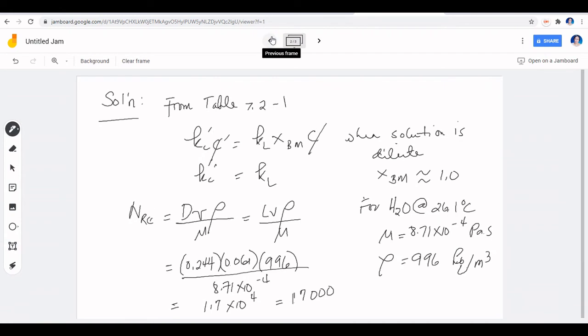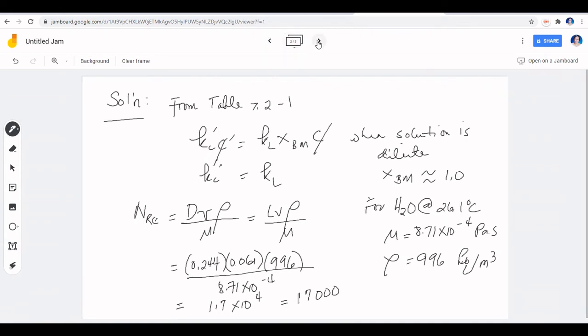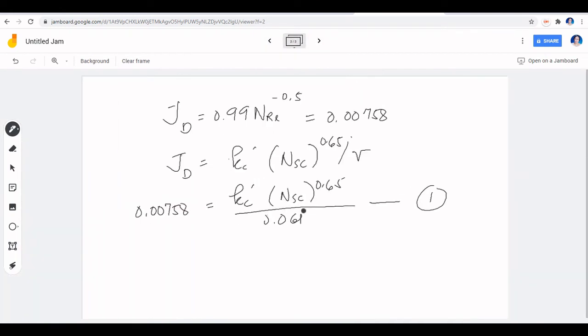Let's check if this is the first equation that I have labeled. So this is our first equation. Now our goal is we will determine the dimensionless number, the Schmidt number. That way we can go back to this and determine the k sub c prime. So for our Schmidt number, the formula is mu divided by the density times the molar diffusivity.